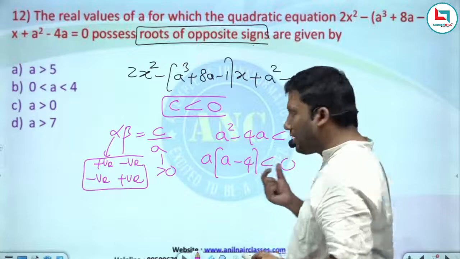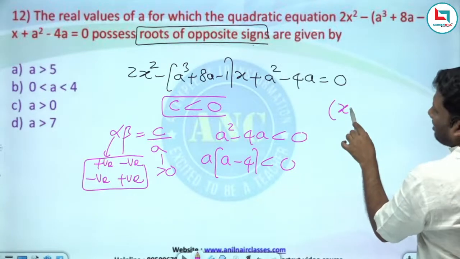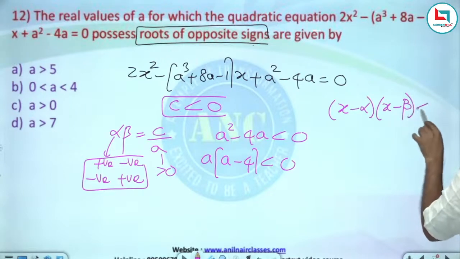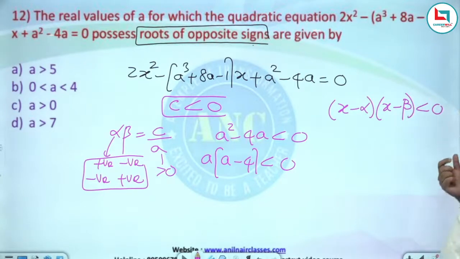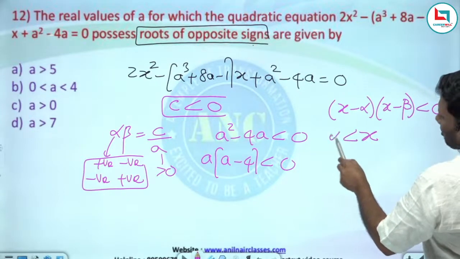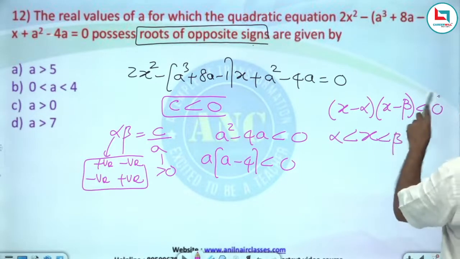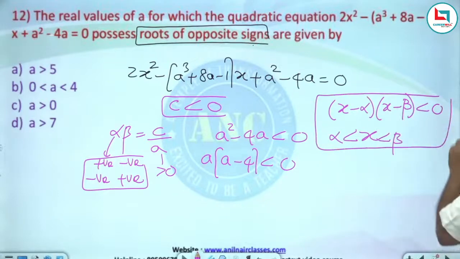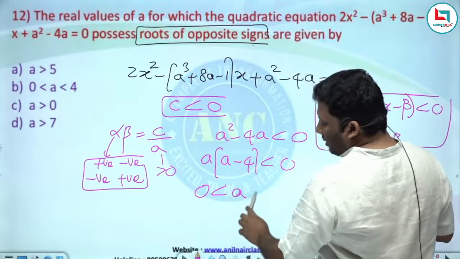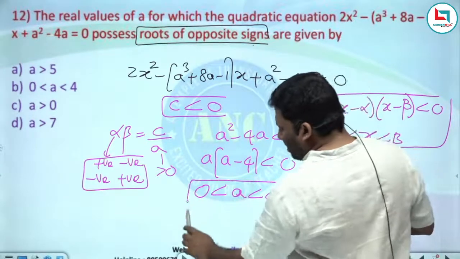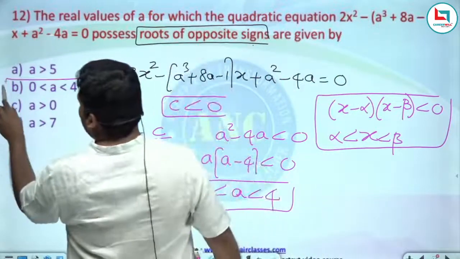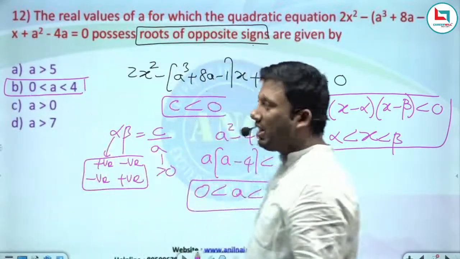I already discussed that whenever there is a less than inequality in a quadratic expression, (x minus alpha)(x minus beta) less than 0, x always lies between the roots. So x lies from alpha to beta. So answer for this question is 0 less than a less than 4. If you do substitution, it might take a little more time.